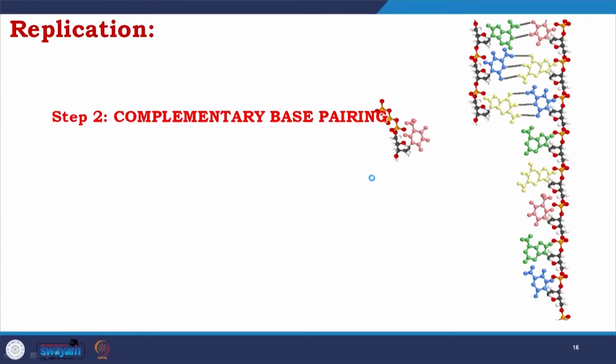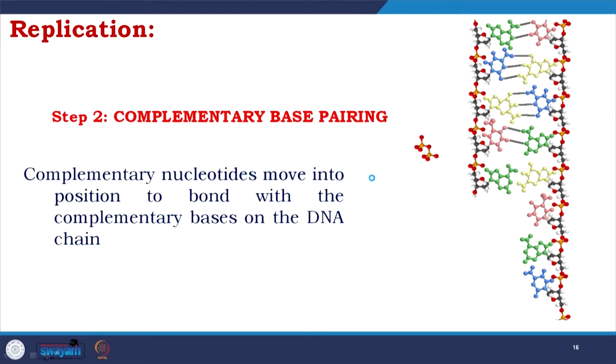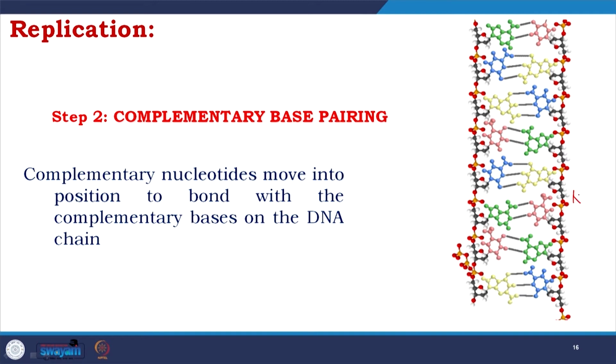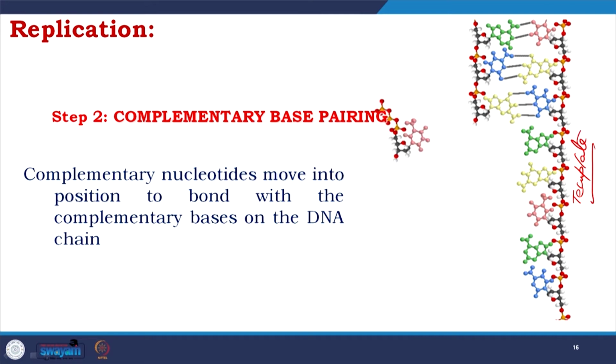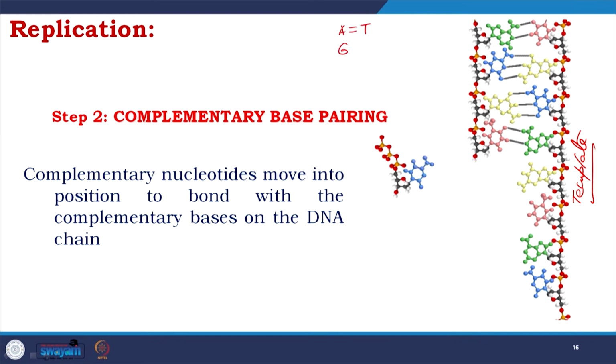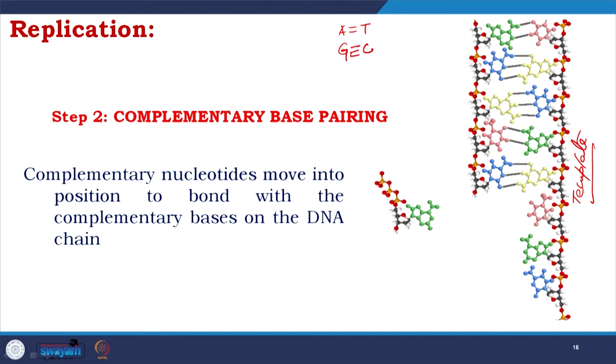Second is complementary base pairing. In complementary base pairing, the complementary nucleotides move into position to bond with the complementary bases on the DNA chain. So, you see that this is the template strand and the bases are coming according to it: if there is an A it is T, if there is a G it is C, and vice versa.